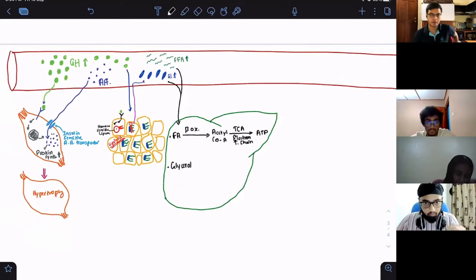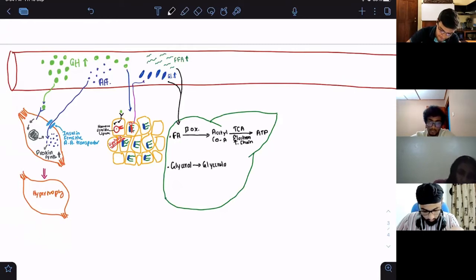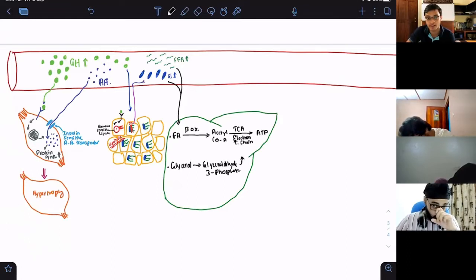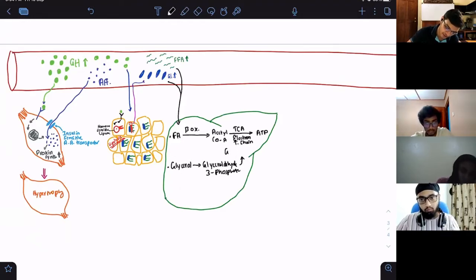Look at this glycerol. What happens, guys? Glycerol can be converted to something called glyceraldehyde 3-phosphate. Have you heard this? Glyceraldehyde 3-phosphate. And that is converted to what? This is the opposite of glycolysis. We are producing glucose. And that glucose can then be utilized to produce ATP.